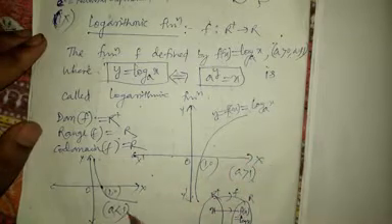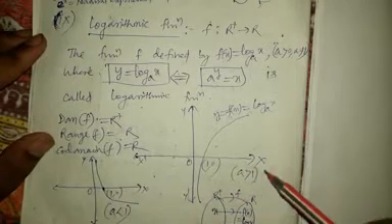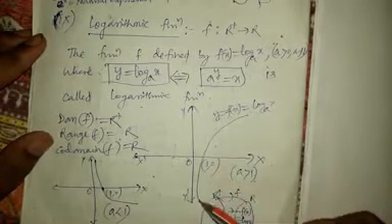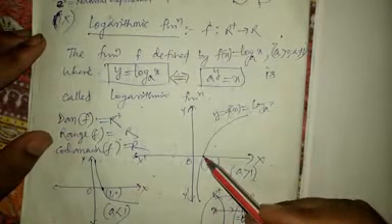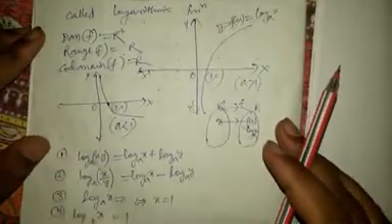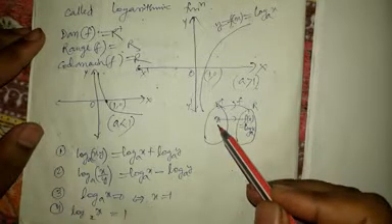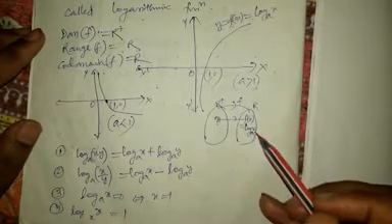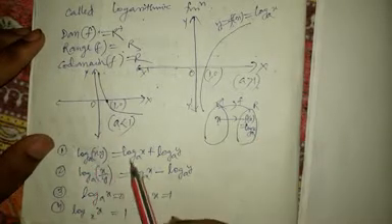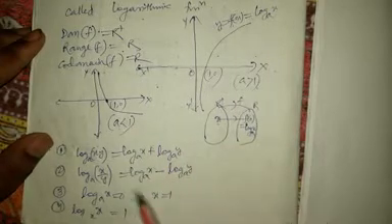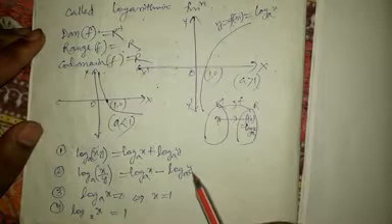Here, if a is less than 1, the diagram comes like this, and it always passes through 1, 0. If a is greater than 1, the diagram looks like this. This is a, which is closer to the y-axis, and it passes through 1, 0. Here, from R plus to R, if you put in x, the exponent comes to log x. So here log of xy to base a is equal to log x base a plus log y base a. Log of x by y base a is equal to log x base a minus log y base a.